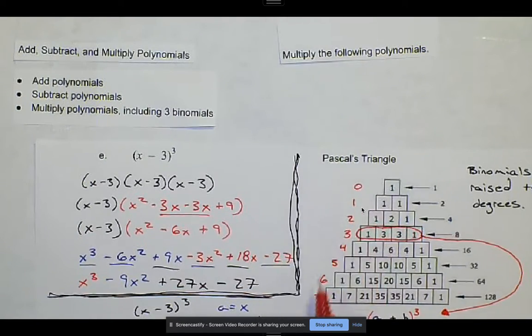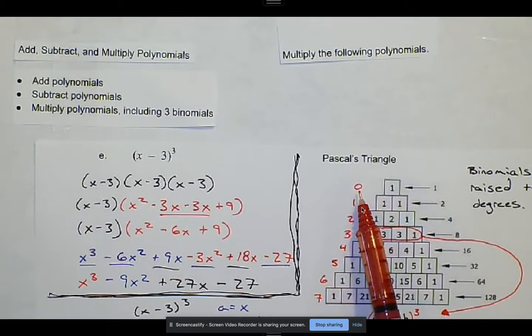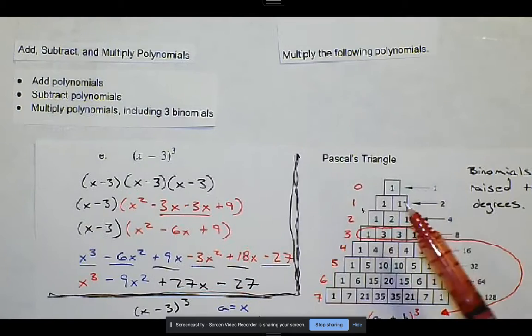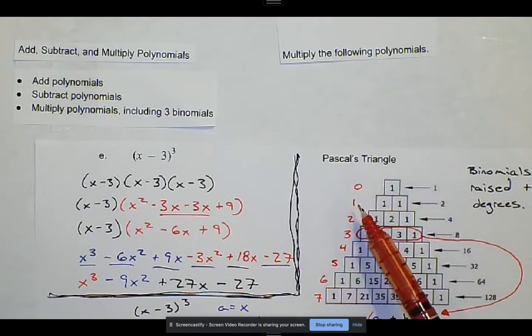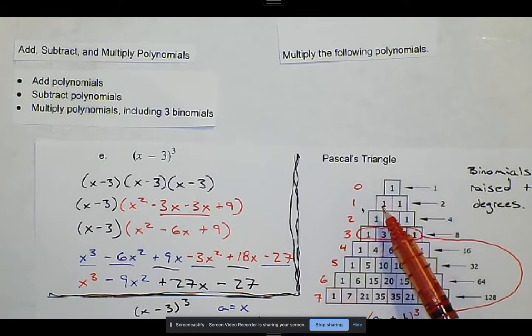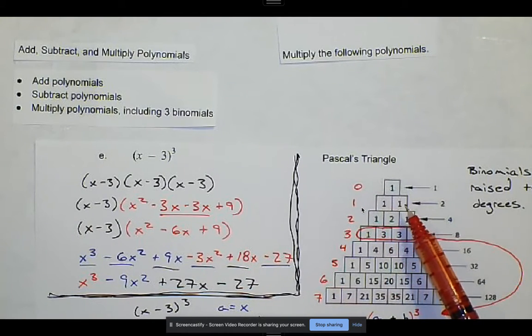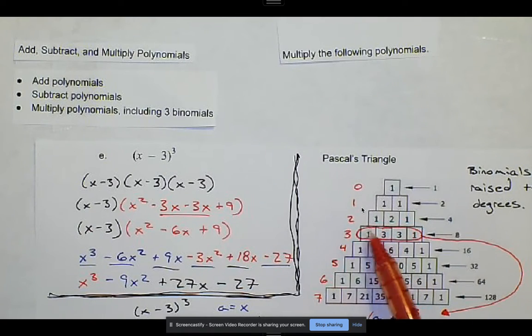Over here on the left, these are the degrees that each binomial would be raised to, and each one of these numbers represents a number that each coefficient will be multiplied by. If a binomial is raised to the 0 power, then there will only be one term. If a binomial is raised to the first power, then there will be two terms with lead coefficients multiplied by 1 and 1. And if we make it to a quadratic, we'll have three terms, and it will go down the line. So we'll do an example.